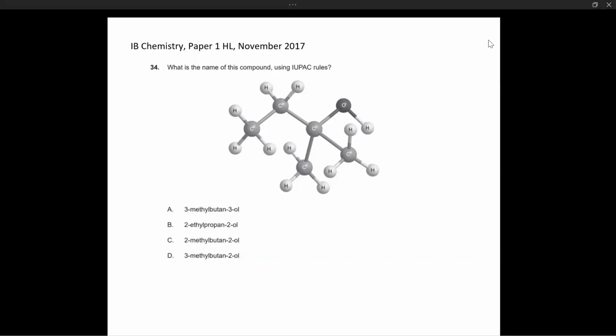In this video, we're going to tackle this question from the IB Chemistry Paper 1HL from November 2017. They're asking us to determine the name of this compound using IUPAC rules. So let's get to it. They've given us this funky looking figure of this organic compound, and it is a bit difficult to discern the name of this compound just using this figure.